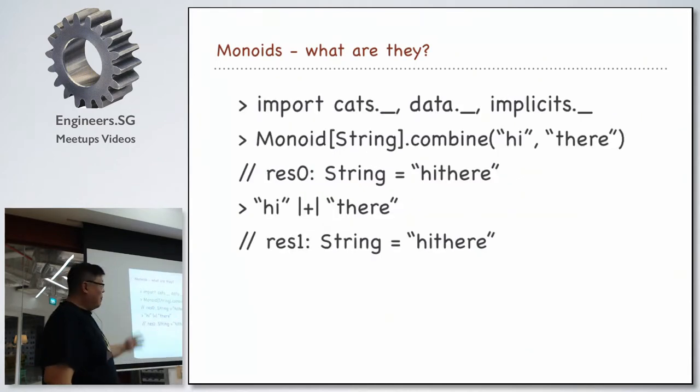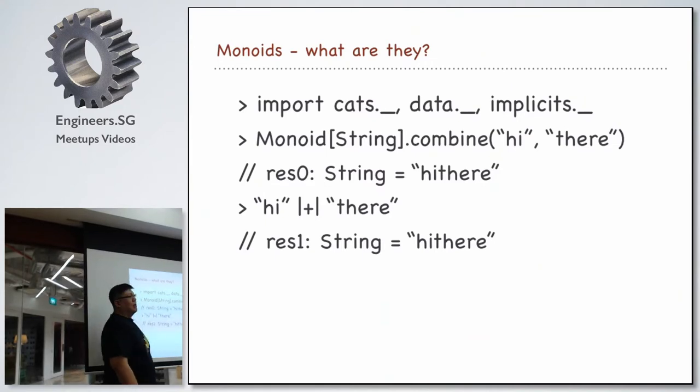So this is an example of how a monoid can be invoked. These are the standard imports. Whenever you play with cats, you're going to have this. In Scalaz, it's always Scalaz dot underscore and then the capitalized Scalaz dot underscore. Now, there's a few things you want to understand about it over here.